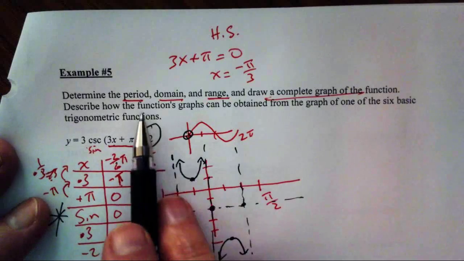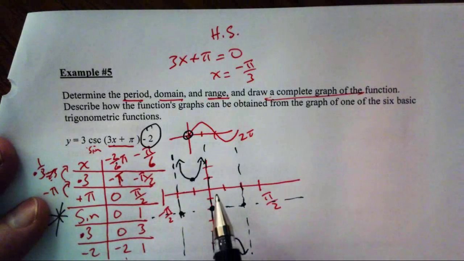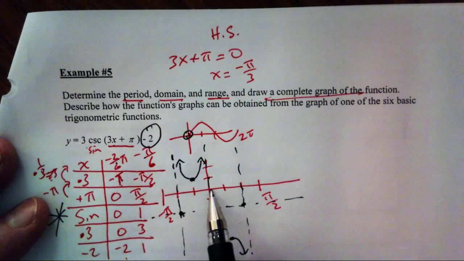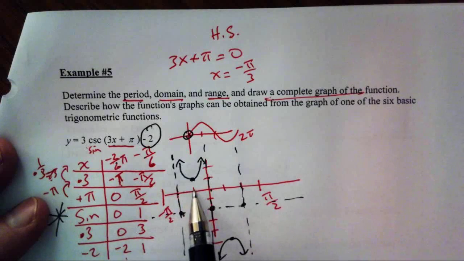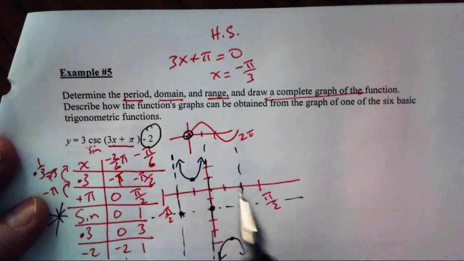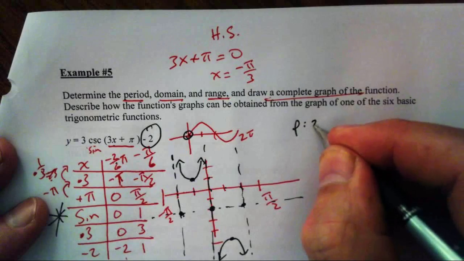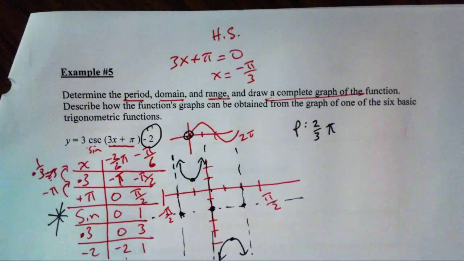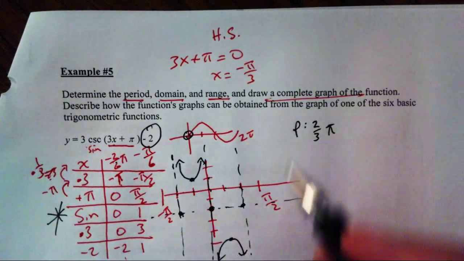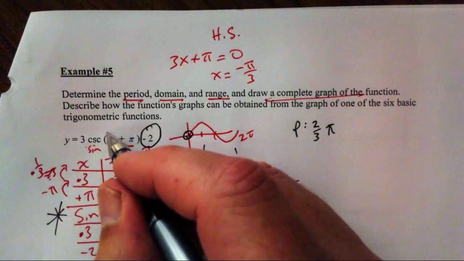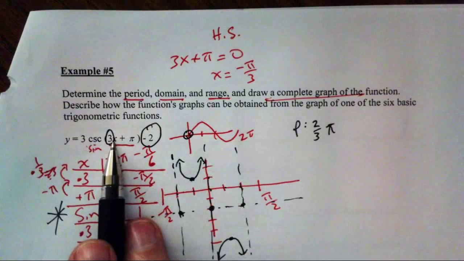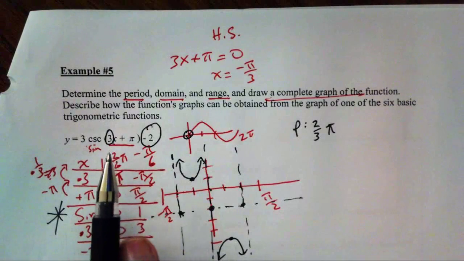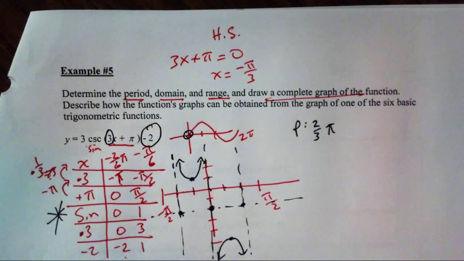Now, let's see. Period. Well, my period would be these 4 increments. That's 1/6, 2/6, 3/6, 4/6. The period is 2/3 pi. But you might remember what we said about period. Period is 2 pi for sine or cosecant divided by our x coefficient, 3. 2 pi divided by 3, 2/3 pi.